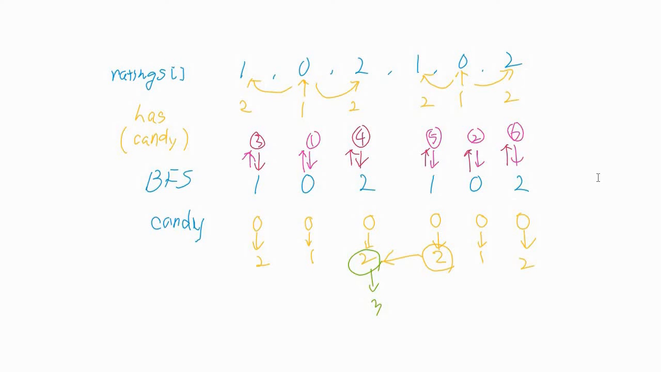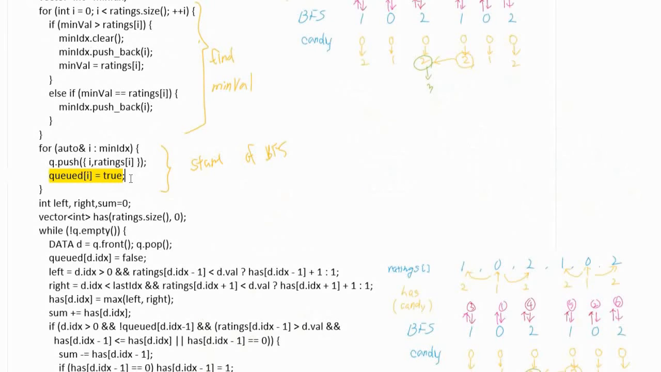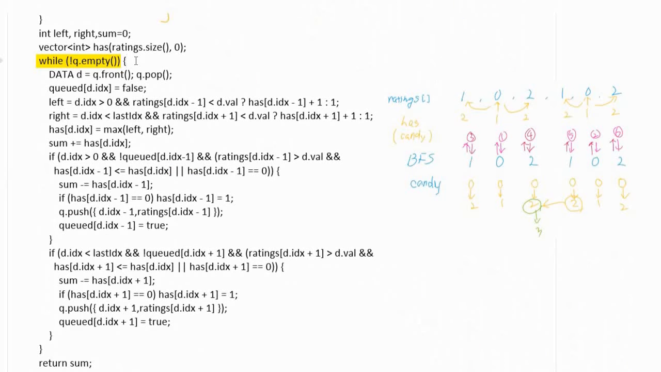Let's see the solution code. The solution is composed of 2 parts. At first it tries to find minimum values in the ratings array to use them as the starting points of the BFS algorithm. After queuing items, we set the queued flag true for the item's index. This flag is used to prevent the same item from being queued twice by its neighbors on both sides. This makes the calculation difficult, so we have to prevent this behavior using a queued flag for each item. Okay, let's see the while loop.